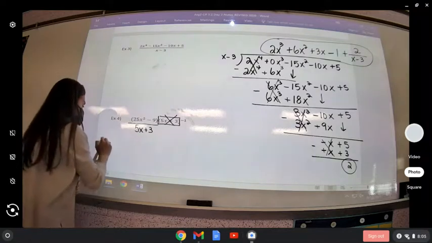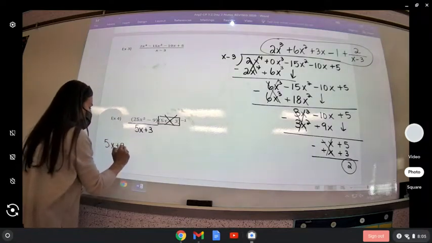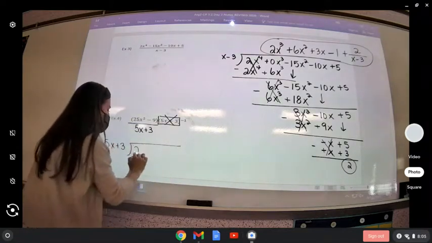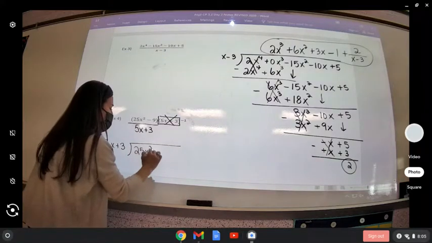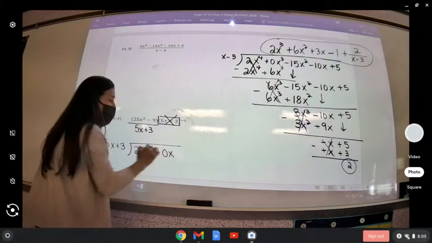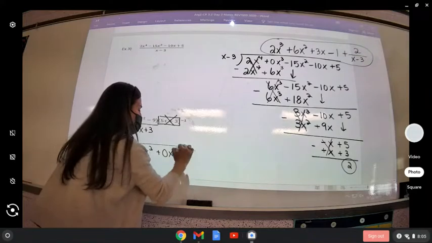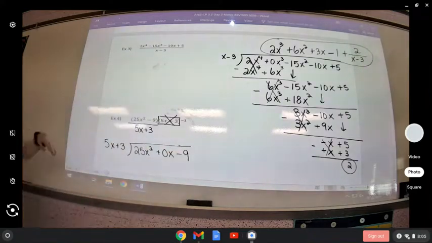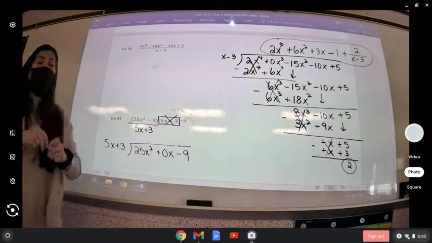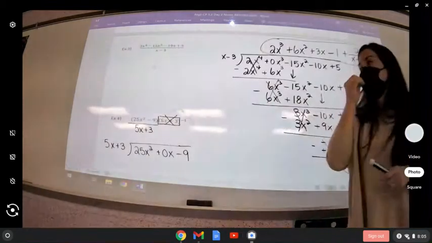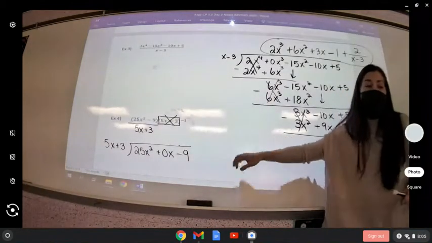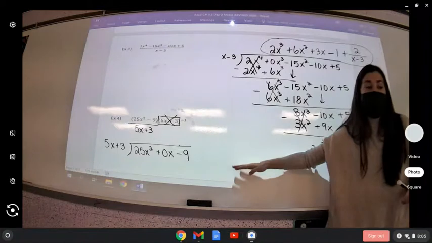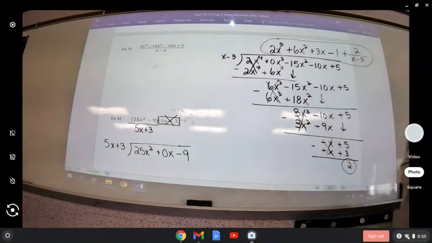And then you're trying to figure out how many times does 5x plus 3 go into 25x squared plus 0x and then minus 9. And then you could long divide that. I'm not going to do these ones out. I want to show you guys the shortcut today. All right? But I did fill them in on yesterday's notes if you want to take a peek at these ones. All right, let me bring up the new notes.